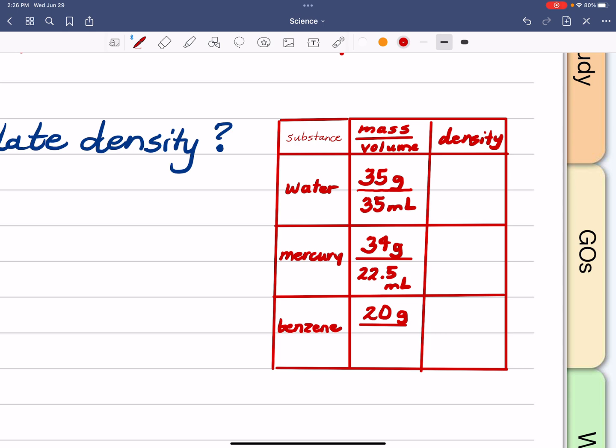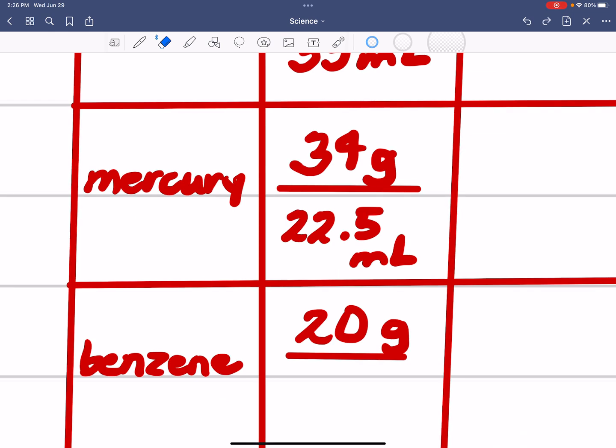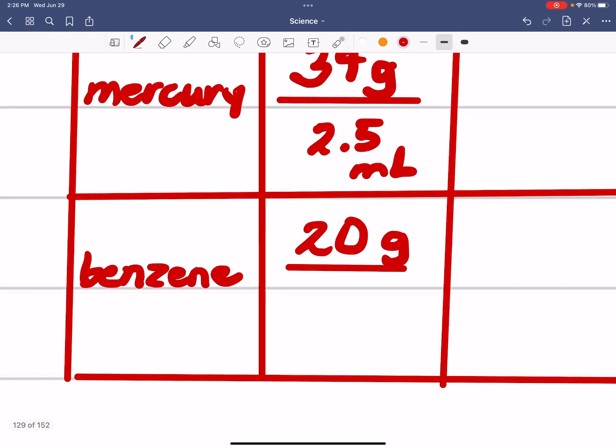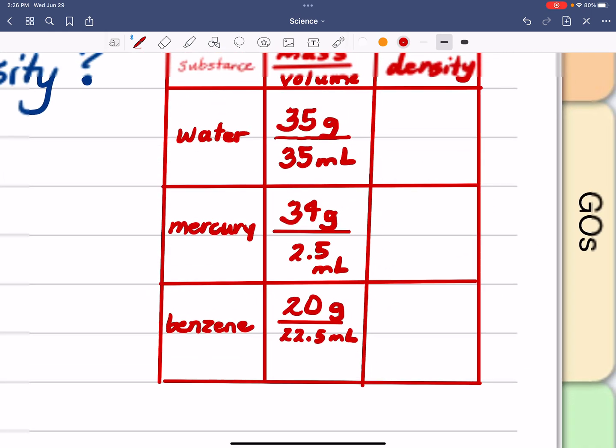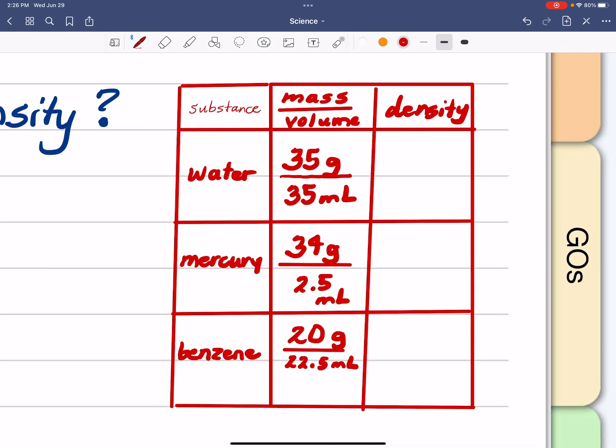We have, I'm sorry guys, I messed up on mercury. I'm just not doing very well with this. On mercury, this is what we had, 22.5. Just cross out one of those 2's. You just want 2.5. Okay, on benzene, it's 22.5. I looked at the wrong number, which is not at all uncommon for me. So here are the numbers that we need. If you need to pause your video and complete your table, please do. I'll be here when you're ready.